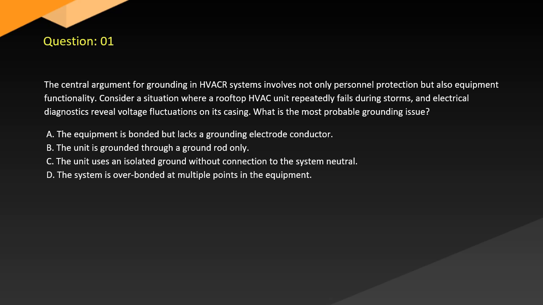A. The equipment is bonded but lacks the grounding electrode conductor. B. The unit is grounded through a ground rod only. C. The unit uses an isolated ground without connection to the system neutral. D. The system is overbonded at multiple points in the equipment.